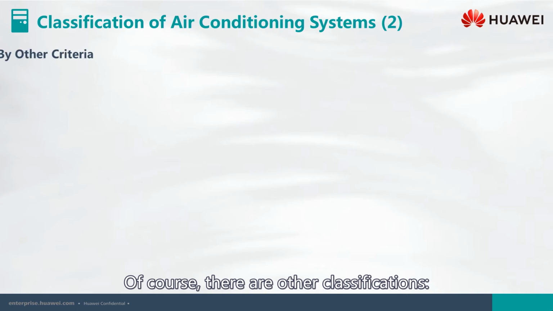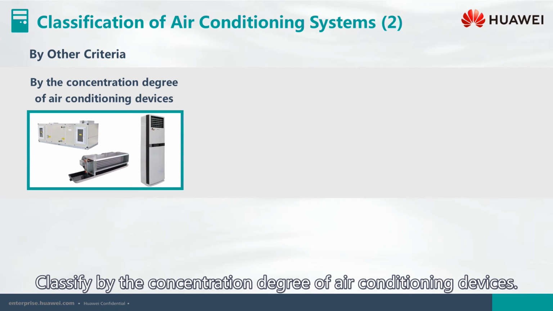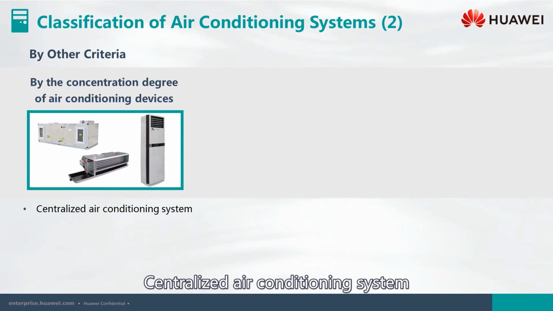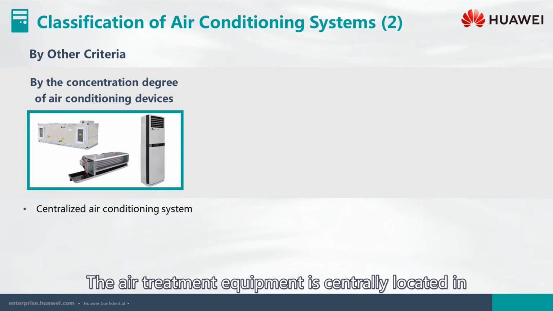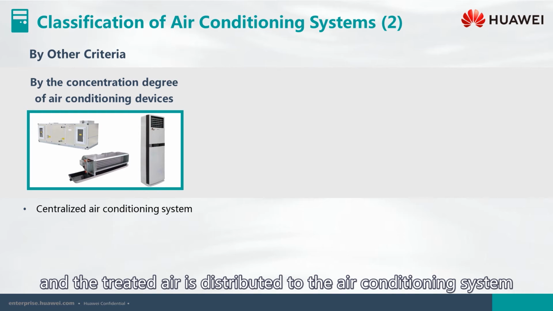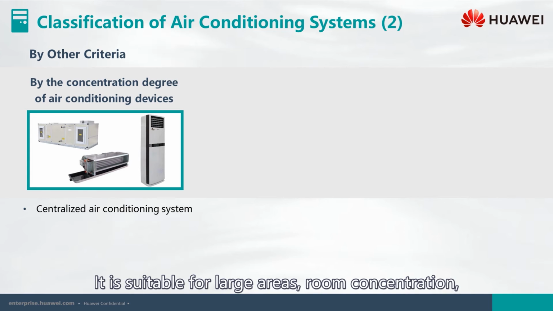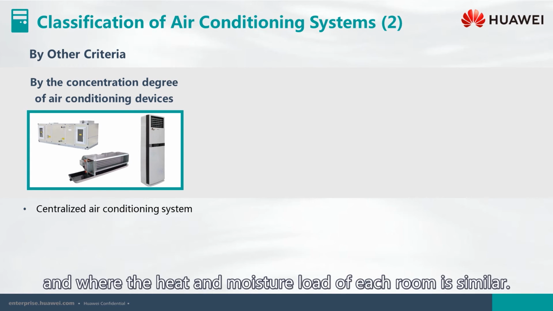Of course, there are other classifications. Classify by the concentration degree of air conditioning devices. Centralized air conditioning system. The air treatment equipment is centrally located in the air conditioning room, and the treated air is distributed to the air conditioning system of each room through the air ducts. It is suitable for large areas, room concentration, and where the heat and moisture load of each room is similar.